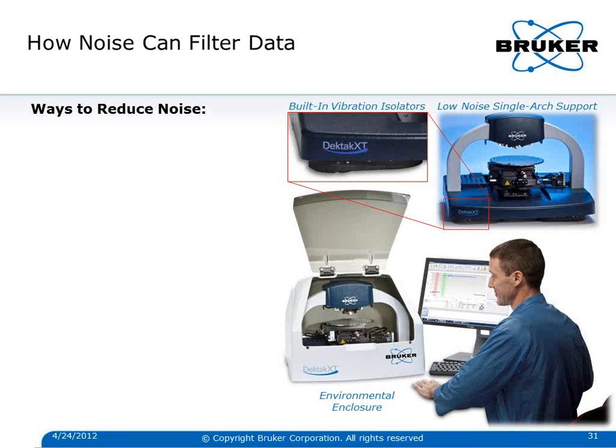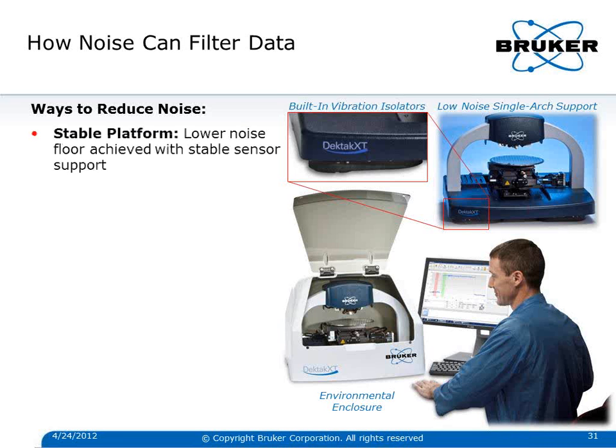And this is similar with almost every metrology tool. You need to take these steps to eliminate noise. So the first thing you need is a stable platform. In the case of the Dektak XT, in the image in the upper right-hand corner, you see there's a beam design on the stylus profiler. The sensor head is supported by a very rigid, solid aluminum structure. So that gives you a very stable support mechanism for the sensor head, which you need.